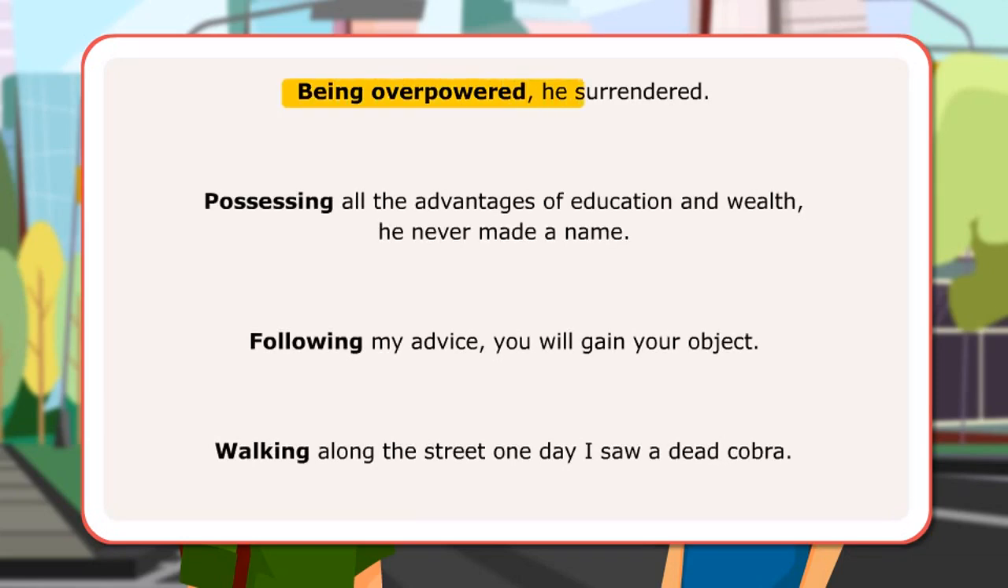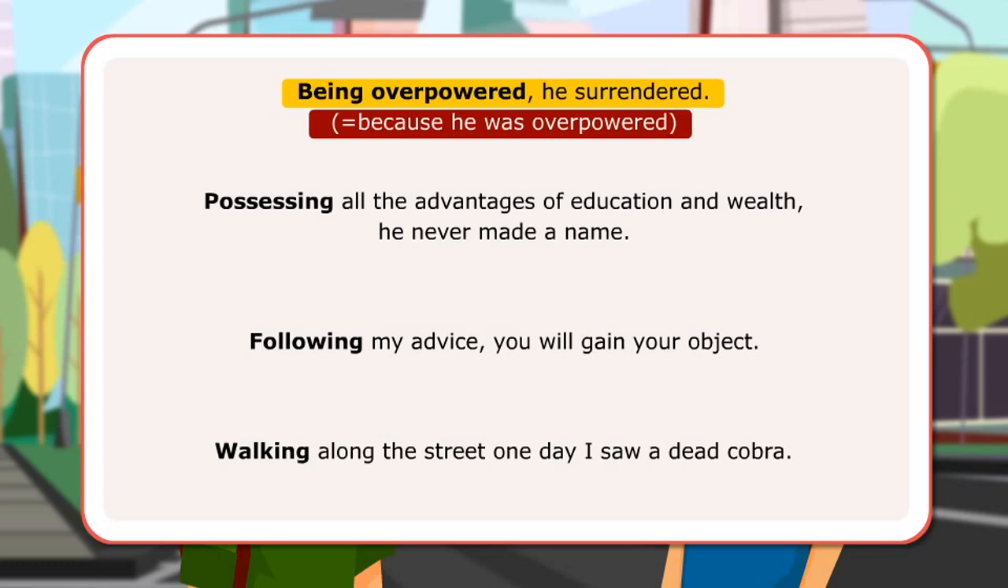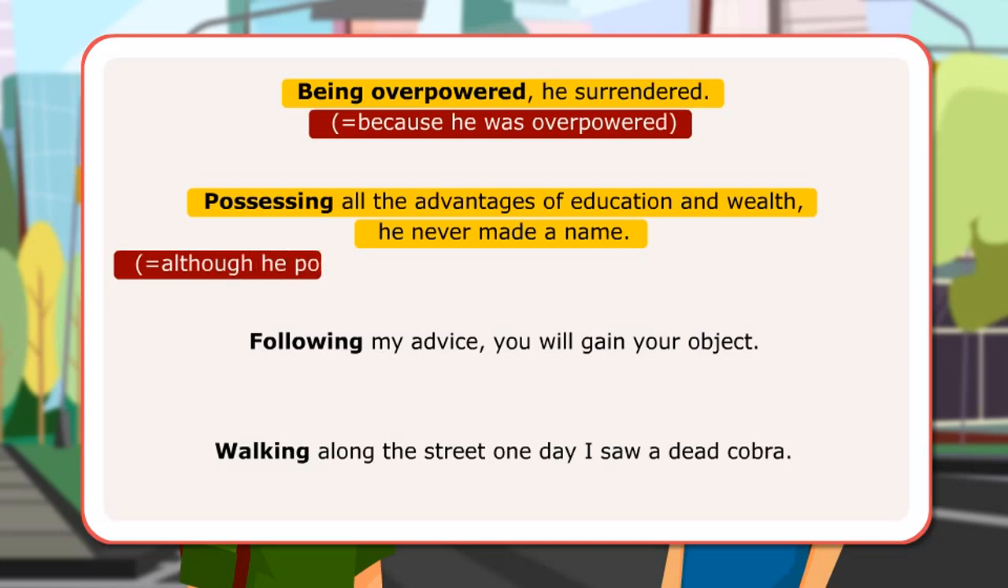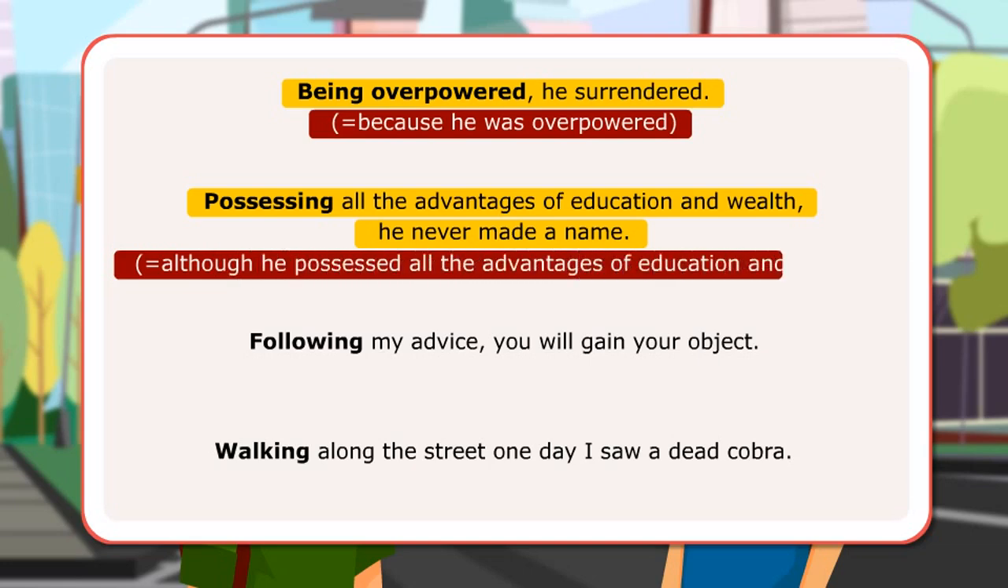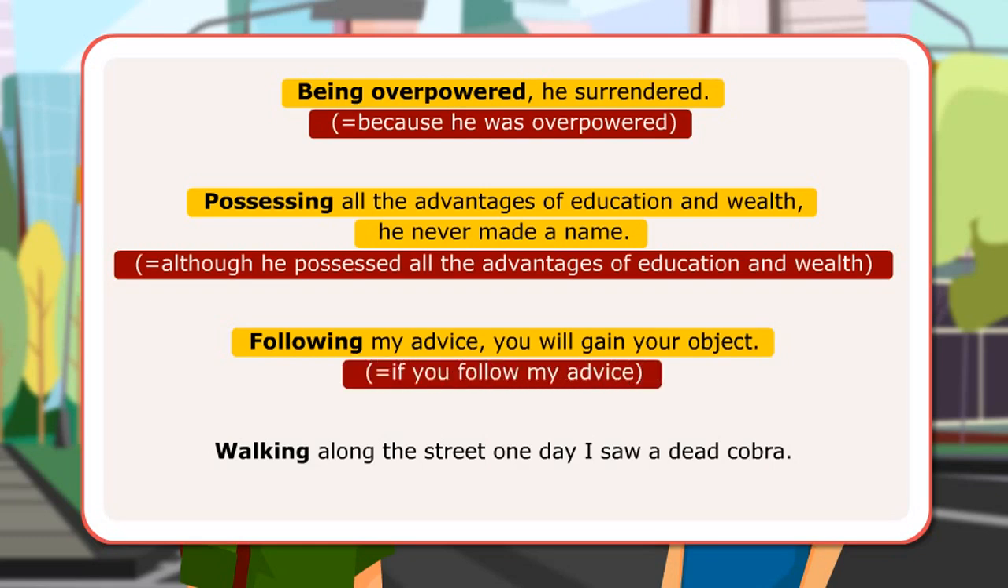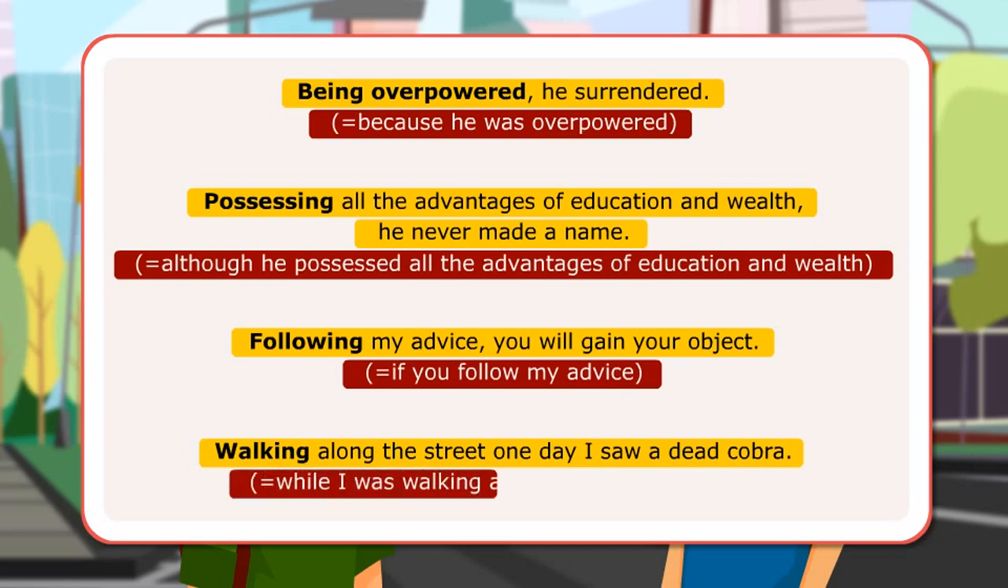Being overpowered, he surrendered, because he was overpowered. Possessing all the advantages of education and wealth, he never made a name, although he possessed all the advantages of education and wealth. Following my advice, you will gain your object, if you follow my advice. Walking along the street one day, I saw a dead cobra, while I was walking along the street one day.